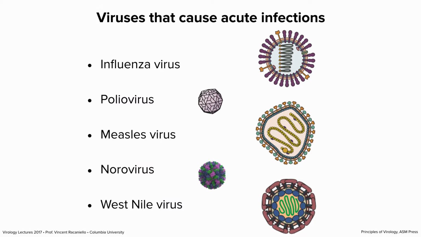Here are the viruses we're going to talk about today. Tough to pick them, but I picked a range of viruses. These are all RNA viruses. Maybe I'm a little biased there, but they're all RNA viruses, and they're transmitted in different ways. So that's one variable that I looked at, and it's a range of icosahedral and enveloped particles.